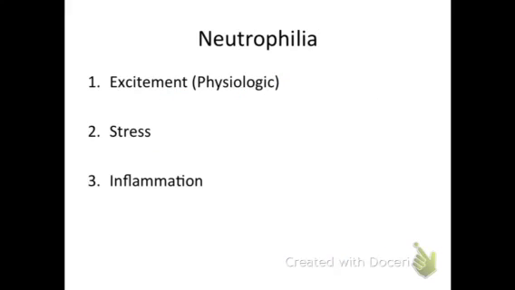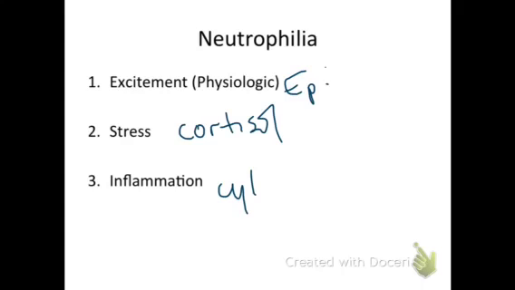The 3 main causes of neutrophilia are excitement, stress, and inflammation. Excitement is caused by a rapid release of catecholamines, such as epinephrine, in a fight or flight response. Stress is caused by excessive glucocorticoids, such as cortisol. And inflammation is a result of inflammatory cytokines.